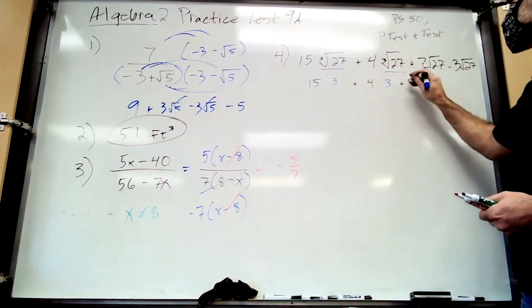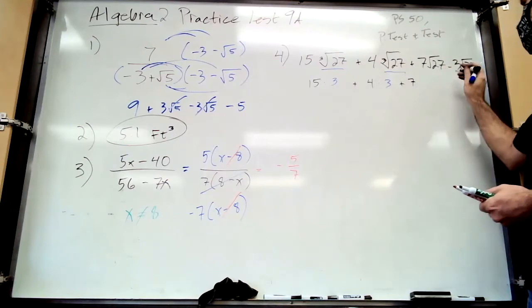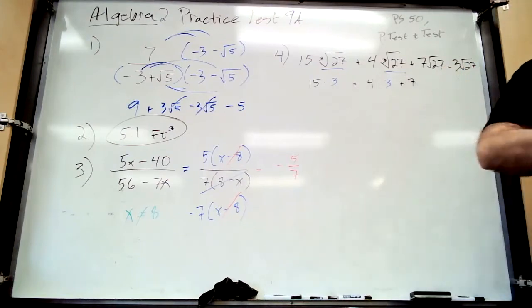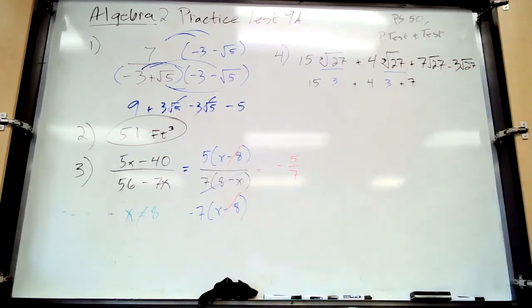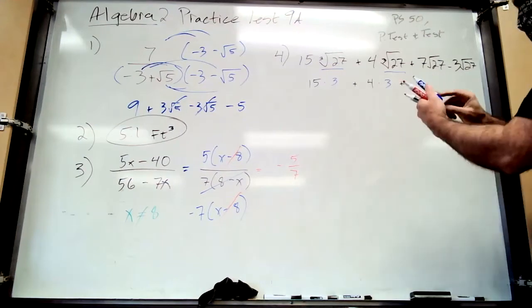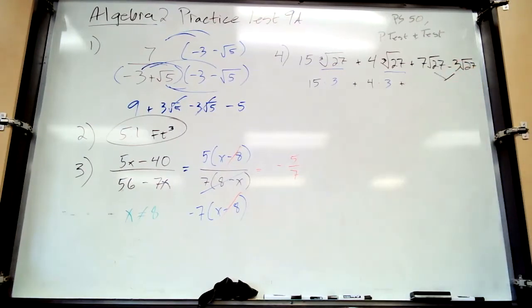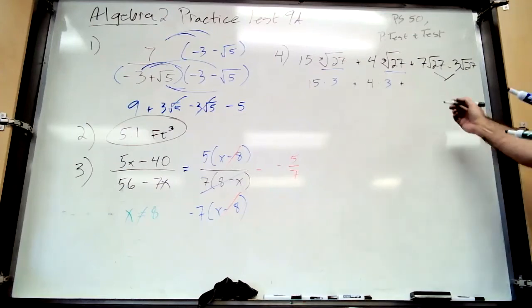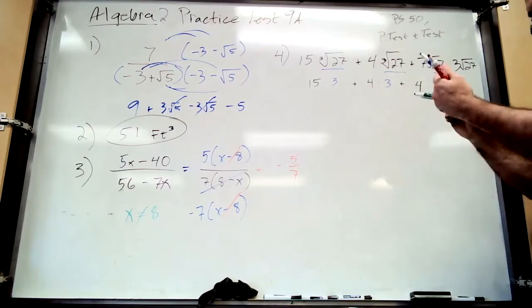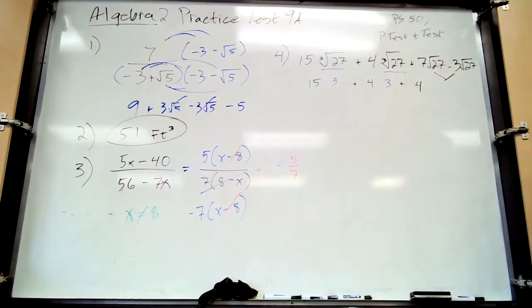Okay, but this is 7 times something a little bit more complicated. But we can reduce that. Actually, you don't have to yet. If you want to just combine the like terms first, and then we'll reduce it in the end, you've got 7 radical 27s minus 3 radical 27s. How many radical 27s is that? 4 radical 27s, okay? So you can't find the square root of 27, but you can simplify it.